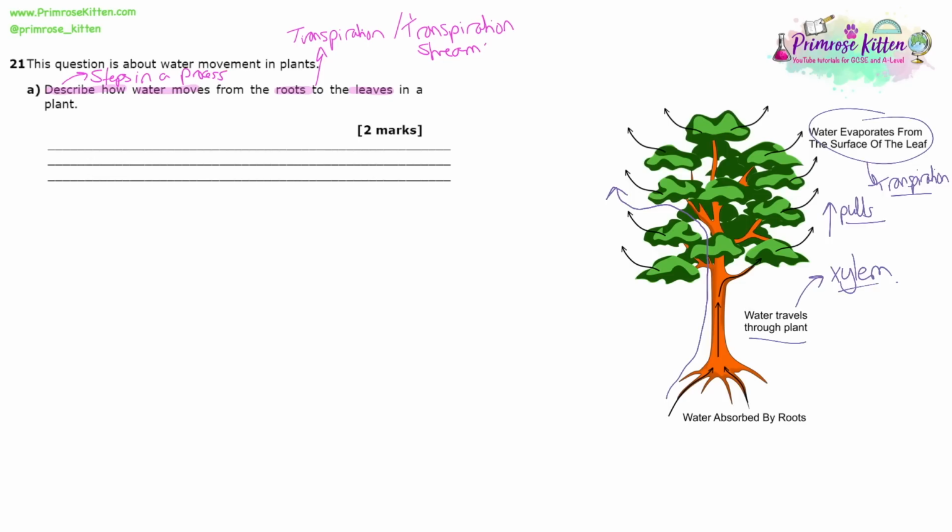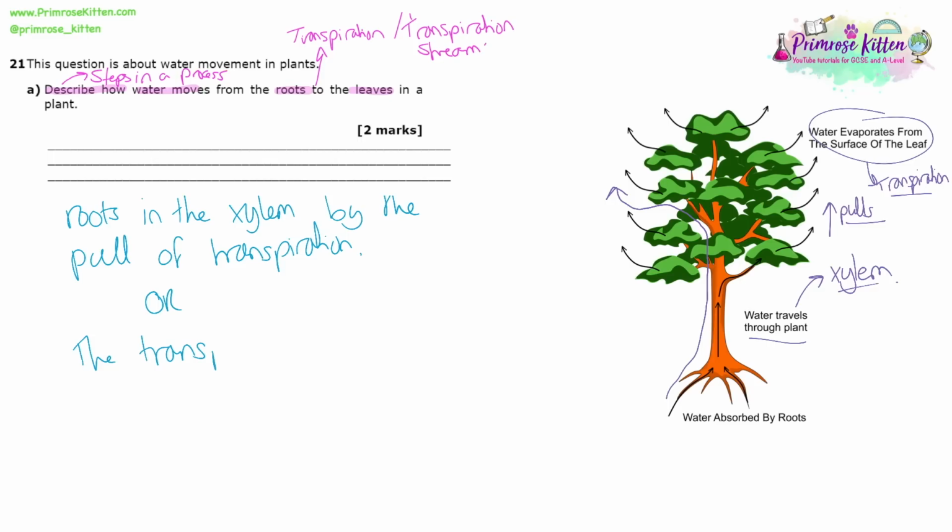We need to say something about water being pulled up, and we need to say what it travels through. So water is pulled up from the roots in the xylem by transpiration. Or you can say the transpiration stream, which is this constant flowing of water up and out of the leaves. The transpiration stream pulls the water up through the xylem. Either of those ways is fine, as long as you've got the xylem in there, and this idea of pulling, and the word transpiration should be in there.